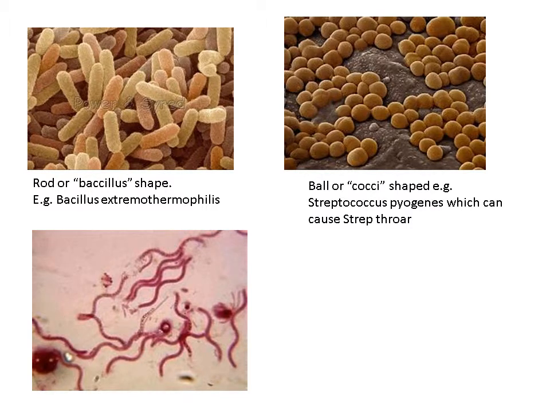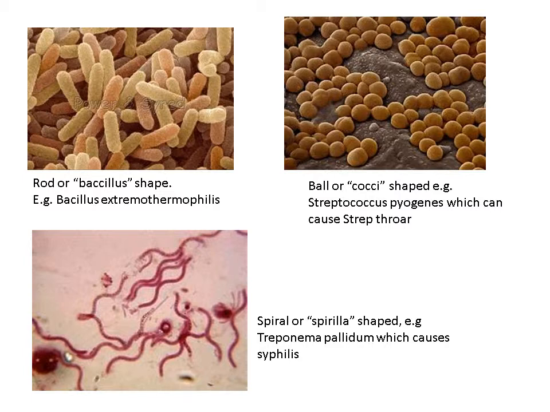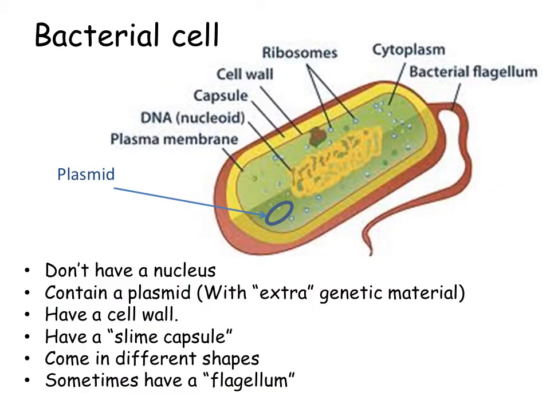And finally, they come in a kind of spiral shape or spirilla. For example, Treponema pallidum causes syphilis. Did I get that right? Treponema pallidum? Anyway, causes syphilis. Not good stuff. Finally, bacterial cells often have a flagellum as well. It comes from the Latin for whip, and what it is, it's kind of like a hair that sticks out the back, and it will whip back and forth, propelling the cell forward. Some bacteria have more than one, but they're usually used for movement.